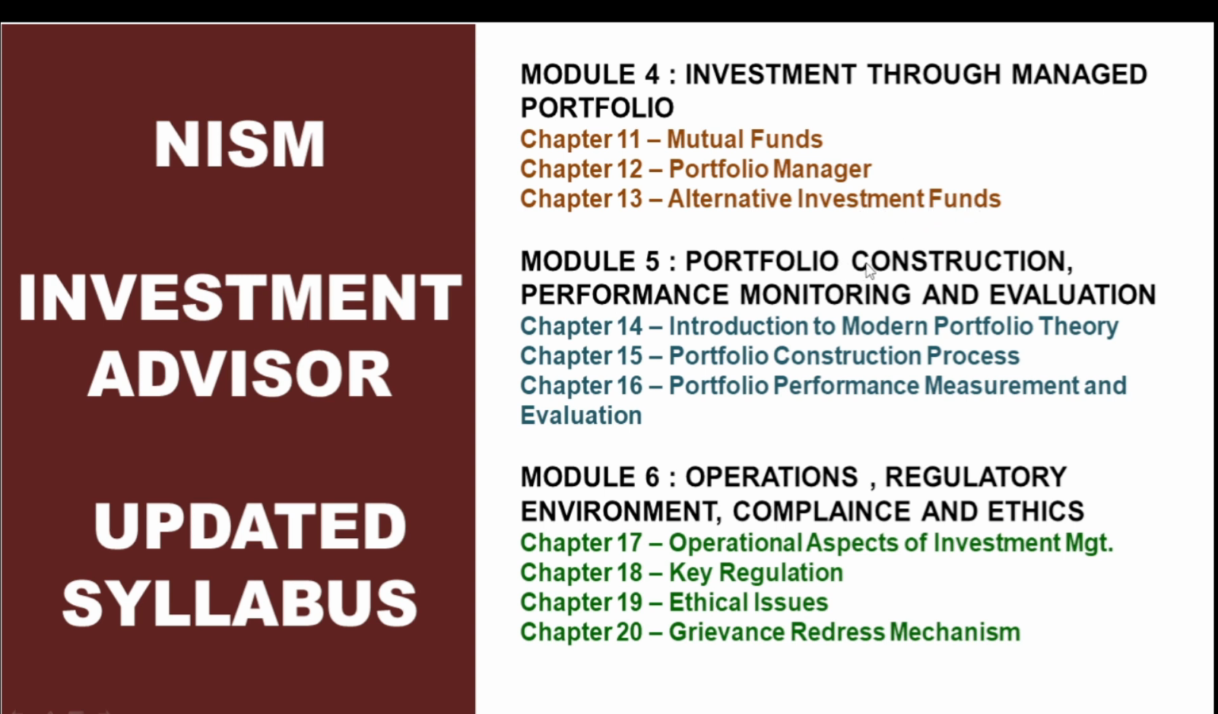Your module 5 includes chapters 14, 15, and 16, which are modern portfolio theory, portfolio construction process, and portfolio performance measurement. So all of that is related to portfolio management. Module 6 is totally about the regulatory environment, compliance and ethics. Chapters 17 to 20 cover operational aspects, key regulation, ethical issues, and grievance redress mechanism. This is your totally new updated syllabus.